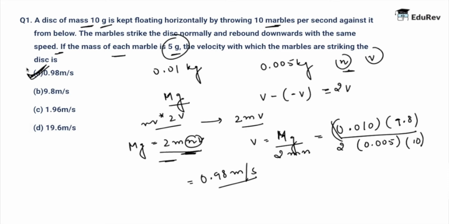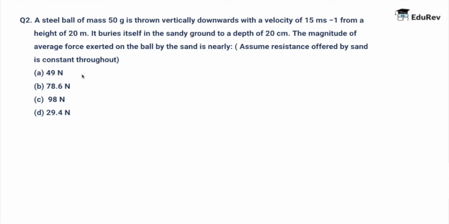Next, let's move to question number 2. Question number 2 states, a steel ball of mass 50 grams is thrown vertically downwards with a velocity of 15 meters per second from a height of 20 meters. It buries itself in the sandy ground to a depth of 20 centimeters. The magnitude of average force exerted on the ball by the sand is nearly what? Assume resistance offered by the sand is constant throughout.